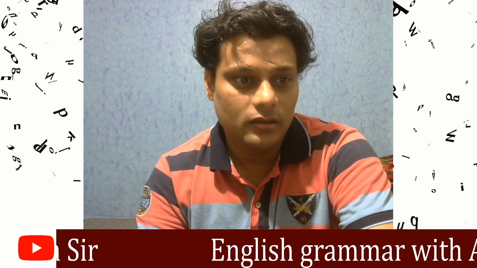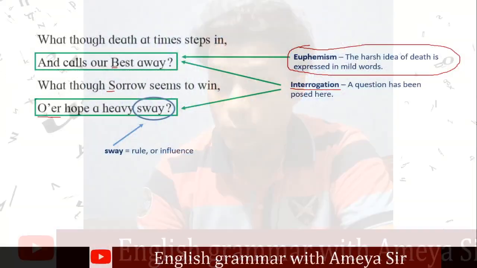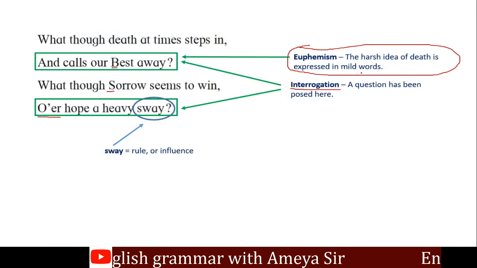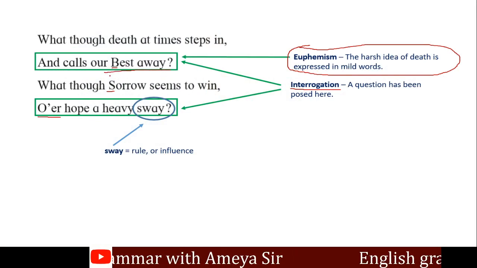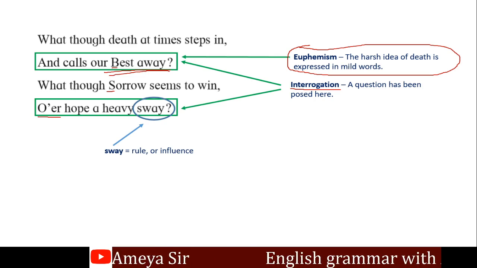Euphemism. Remember, the meaning of euphemism is a harsh idea expressed in mild words. So what has happened here? The harsh idea of death has been expressed in mild words. Death takes our best ones away. So, best ones away. This is a gentle idea, an idea of death gently put. Is it not? So it's euphemism.